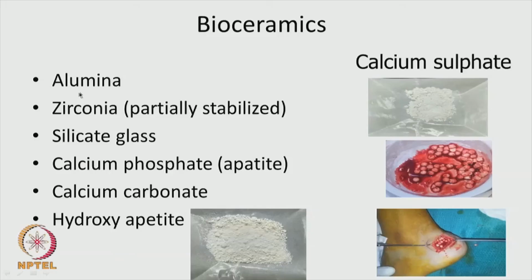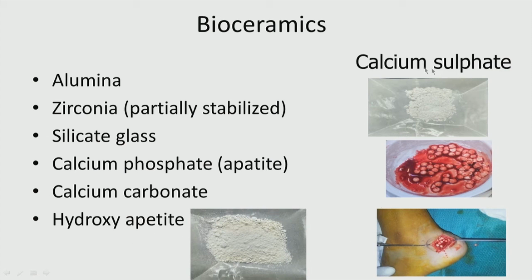If you look at bioceramics, alumina, that is aluminum oxide, is a ceramic material which finds a lot of application. Zirconia, that is zirconium oxide, and silicate glass, that means SiO2. So, there are different types. Then calcium phosphate, that is the apatite. In fact, our bone contains a lot of this. Calcium carbonate, hydroxyapatite. So, all these are ceramics which are finding a lot of application. In fact, this picture is of hydroxyapatite.